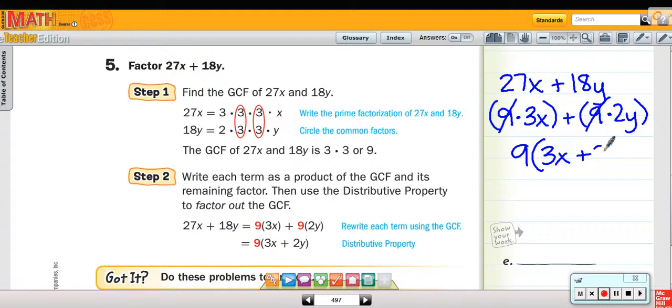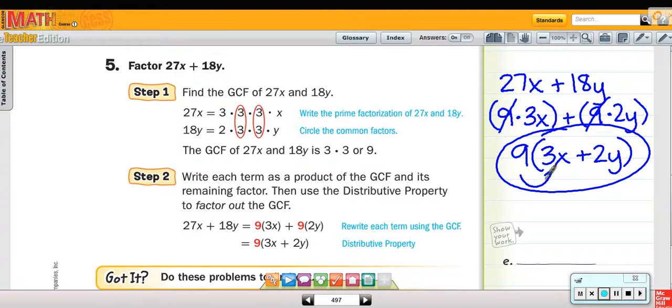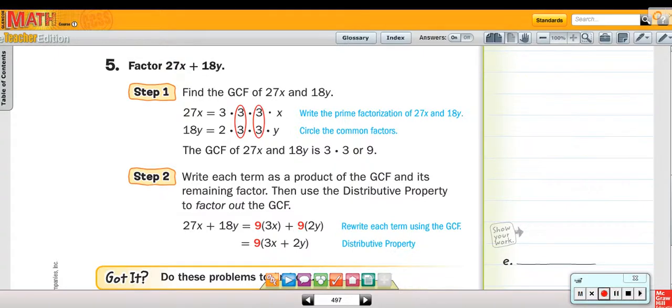If I remove the GCF out in the front, what's left inside? 3x plus 2y. Let's check it and see if it gets us back to the original. What's 9 times 3x? That's what we started with. What's 9 times 2y? 18y. Are we good? So it's just distributing again. Does that make sense? Try it with your partner. Bottom of the page you have these got it problems. Go ahead and do those now.